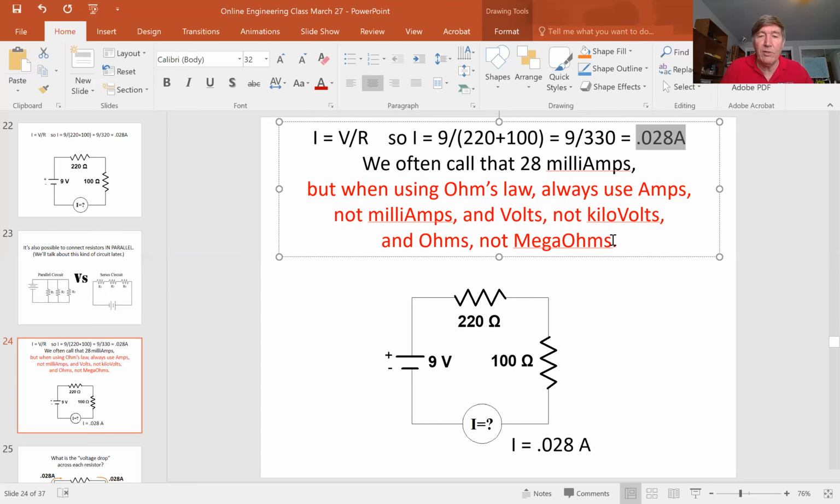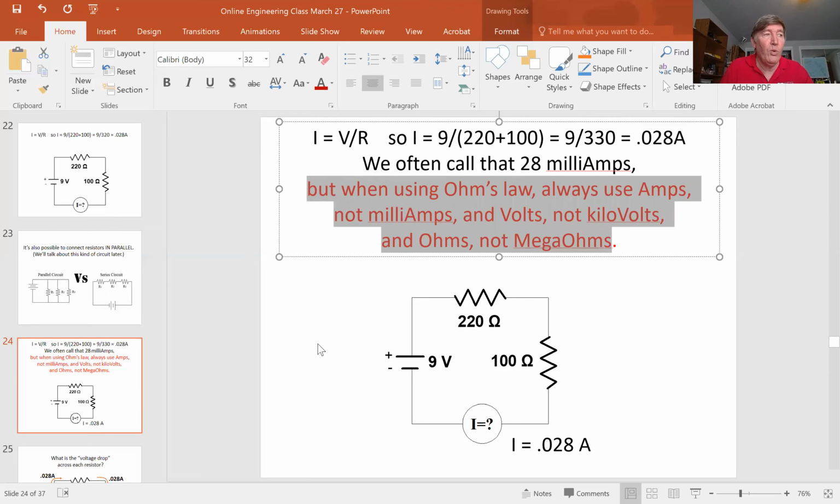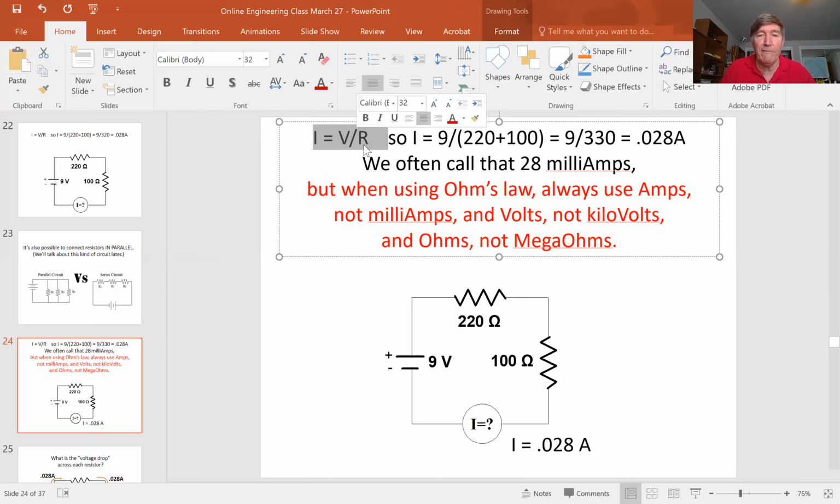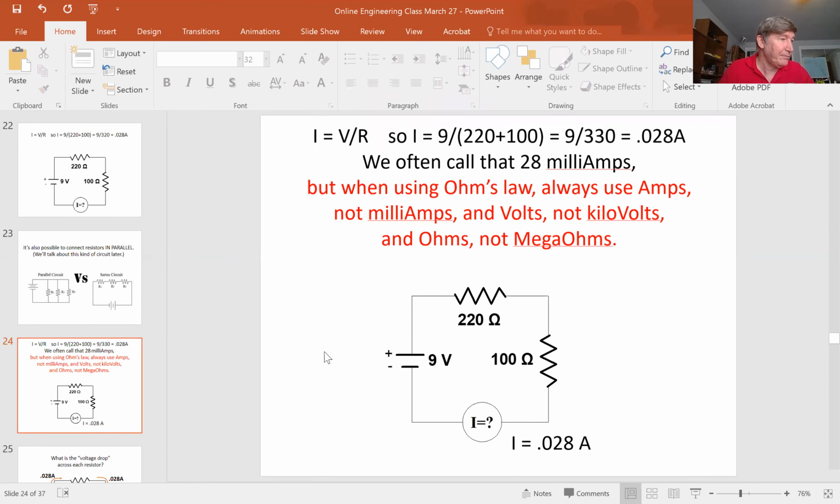But this is really important right here. When you are using Ohm's law, when you're using the equation I equals V over R, you must put the numbers in using real volts, real amps, real ohms. You cannot put them in using milliamps or kilovolts or mega ohms or whatever. It's got to be in regular units. Okay, so make sure that you guys understand that.